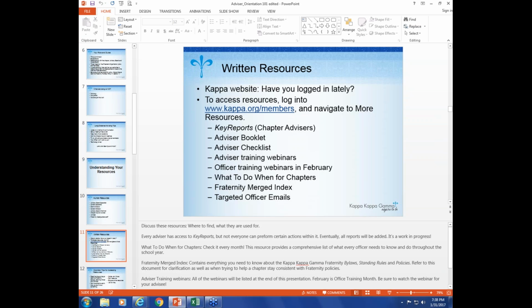Hey, Carolyn, can I jump in for just a sec? Yes, please. If your officers have set up officer-specific emails like corresponding secretary chapter@gmail.com or something, make sure they update their personal email to that. Otherwise, the targeted emails are going to go to their other email address instead of the one they want them to come to. Very good. I'm going to remember that. Very good point.